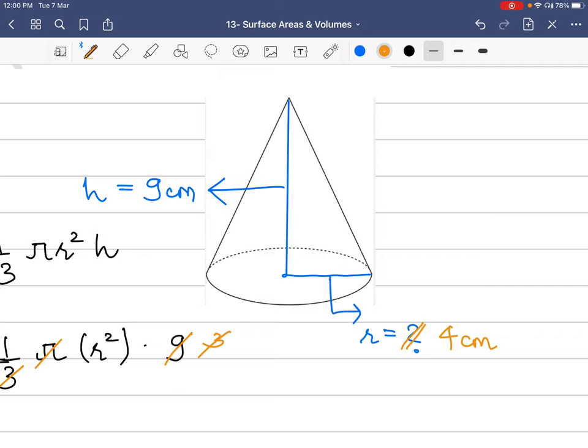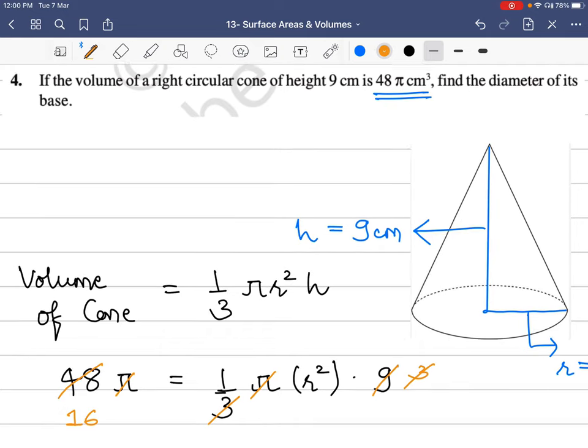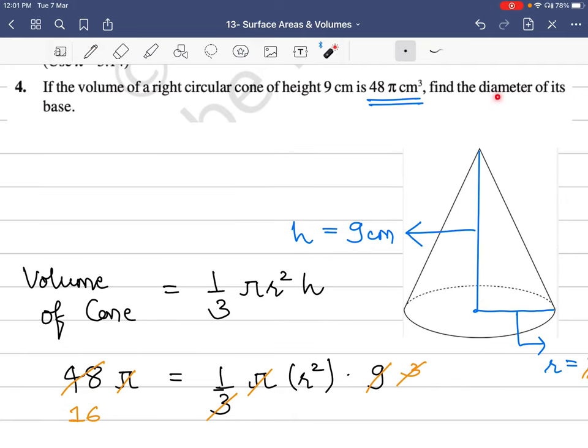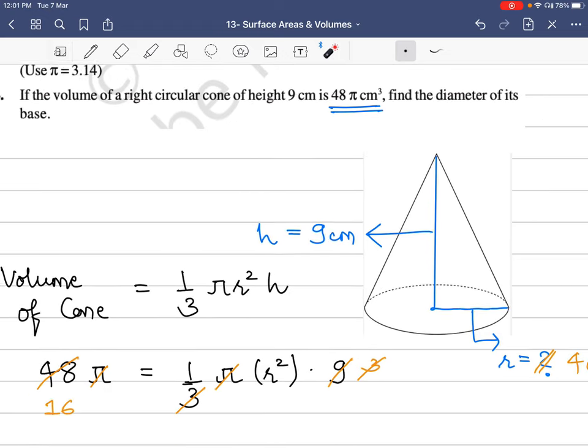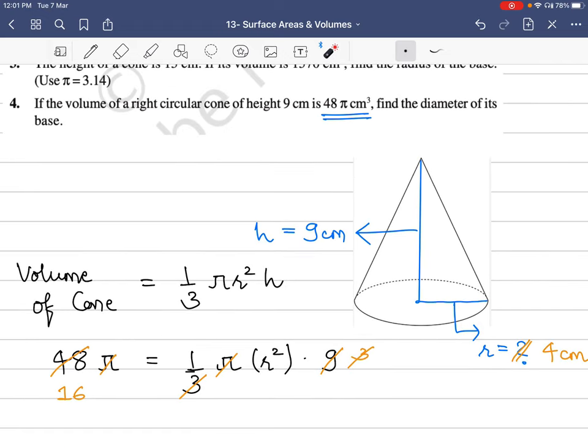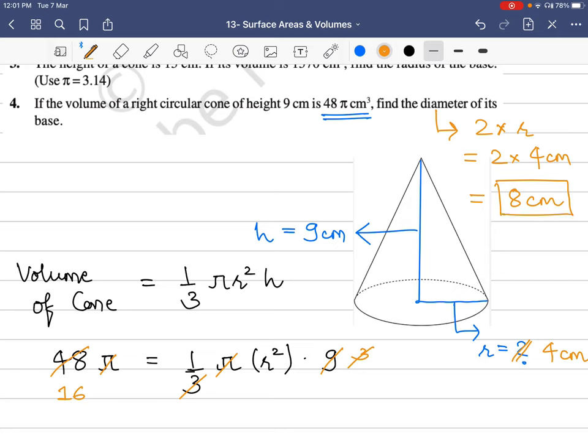Now, we should not find the radius and simply blindly stop here. We have to focus on what the question had asked, which was to find the diameter of its base. We found out the radius, but the diameter is not found yet. So let's do that. Diameter is 2 times the radius. So 2 times r, that will be 2 times 4 centimeter, which is equal to 8 centimeter. So the diameter of the base of the cone is equal to 8 centimeter. That's all.